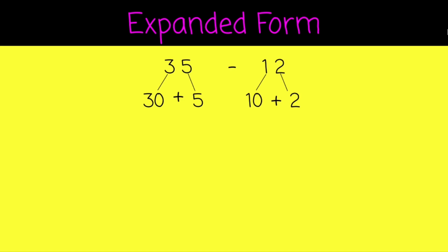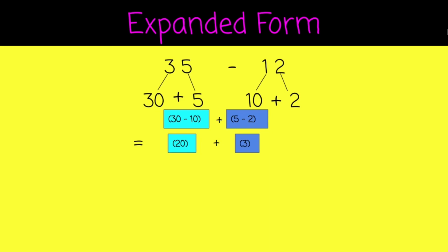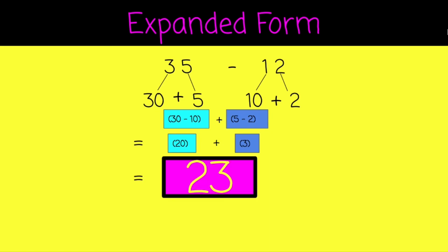Let's start by subtracting our tens. 30, take away 10, and then let's take our 1s away. So 5, take away 2. 30 take away 10 is 20, and 5 take away 2 is 3. Our final difference, or our answer, is 23.